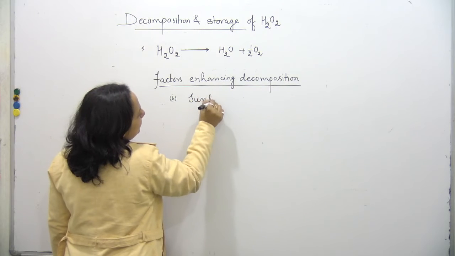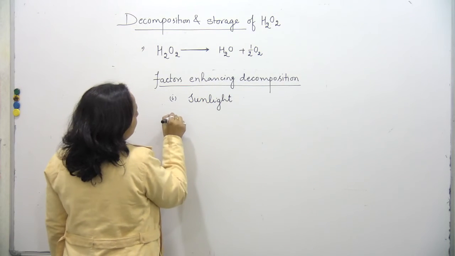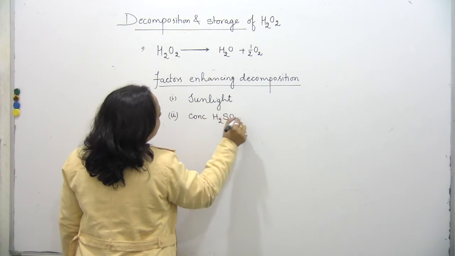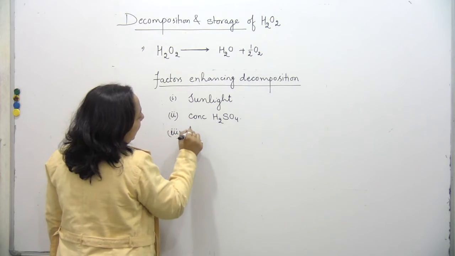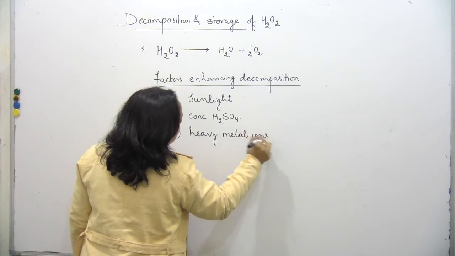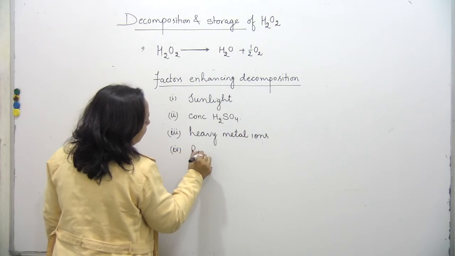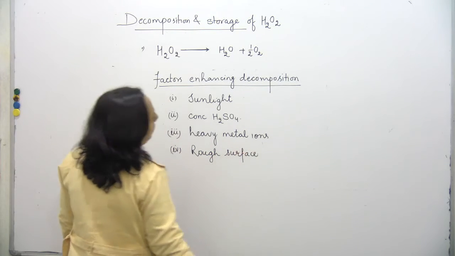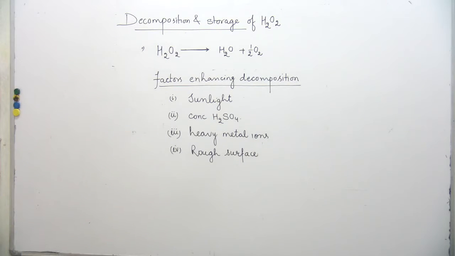sunlight, concentrated sulfuric acid or sulfuric acid ions, heavy metal ions, rough surface. All these factors are going to increase the rate of decomposition. It means rough surface, light, and acids can decompose hydrogen peroxide.